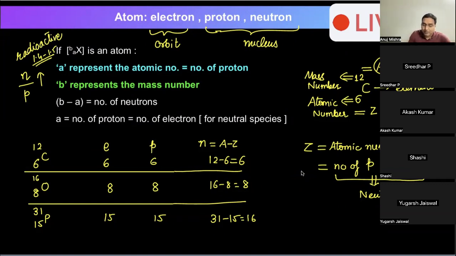For instance, if I take an example here of uranium, think about it: the formula of uranium is 92 uranium 238. Just try how many E, how many P, and how many N we can have in this. Try. All of you spend time on this. Try to give the answer.